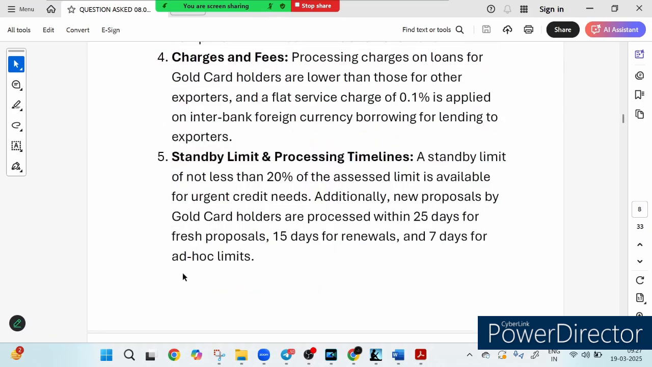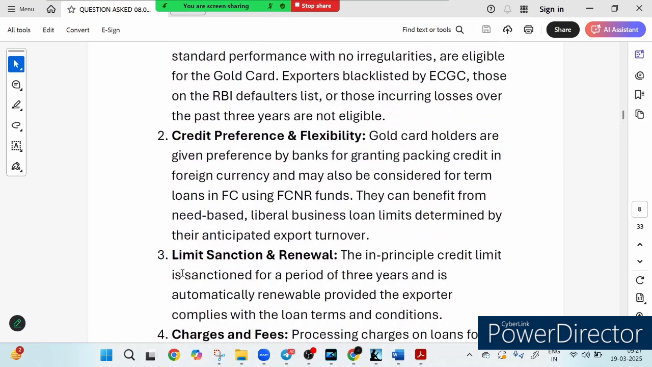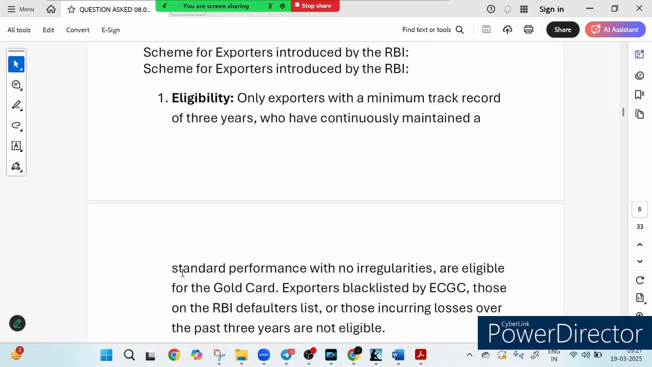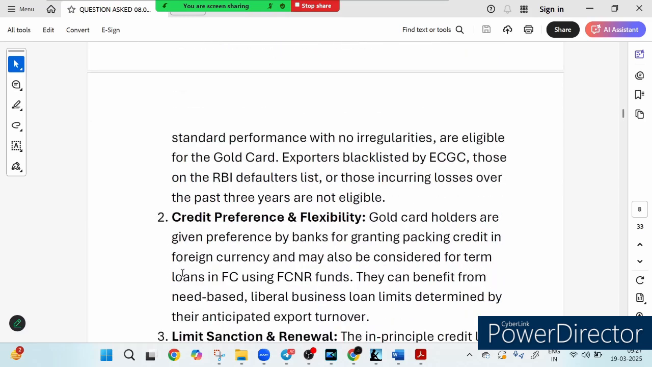So now let's go through each and every statement. So friends, the gold card scheme is an RBI initiative, first thing, right? And it is a priority financing and lower charge to the exporter. It offers priority financing and lower charges to the exporter, right? And it has faster loan processing and longer credit validity. So you can think of it like a VIP membership for exporters where they get faster service and better rates.